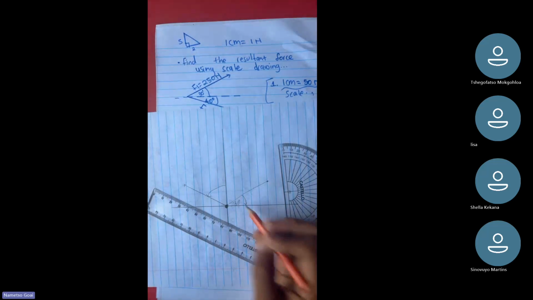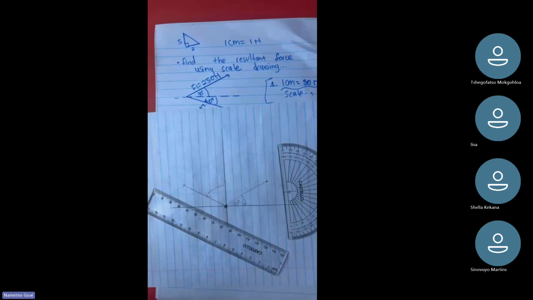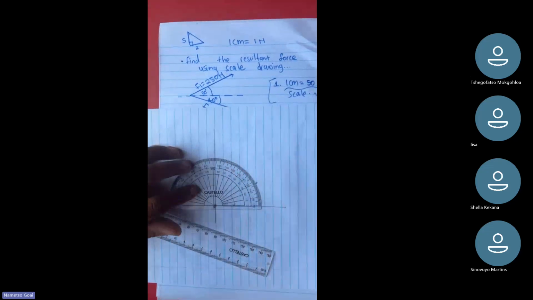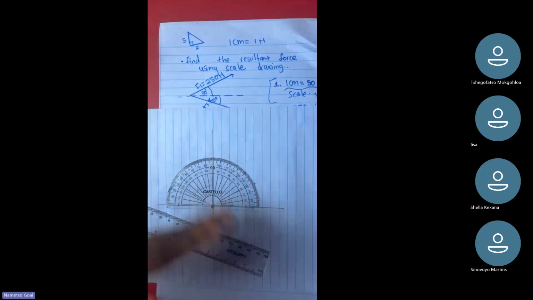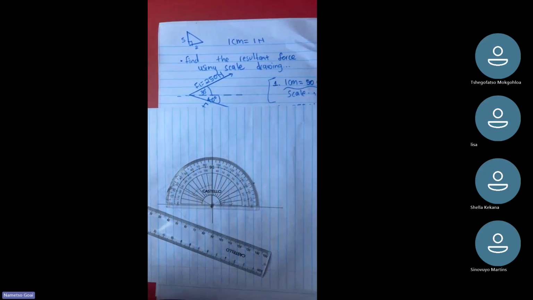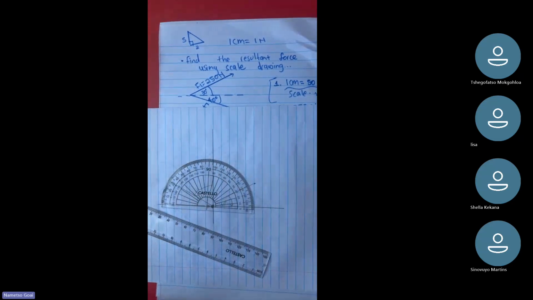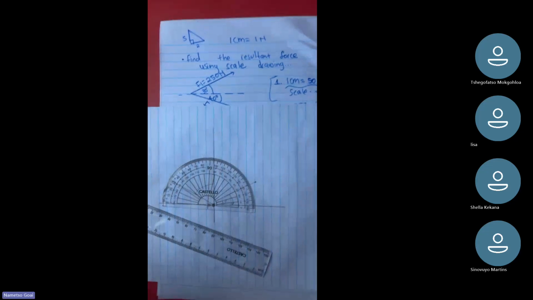Wait, let me look for another explanation as to why we take the angles from the right side, not the left hand side. Let me open my computer. Let me just try and find a proper reason, so that I don't make you get lost in the midst of it.